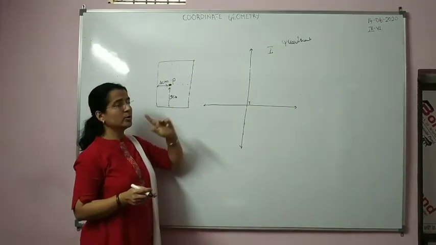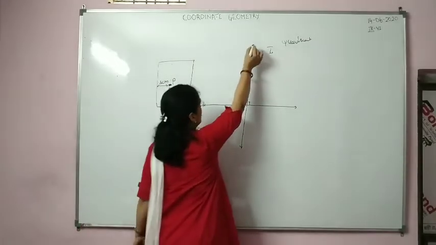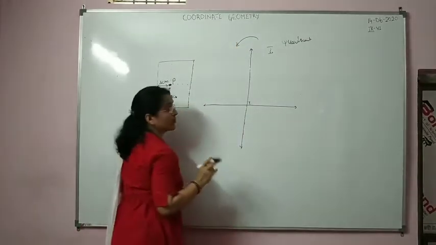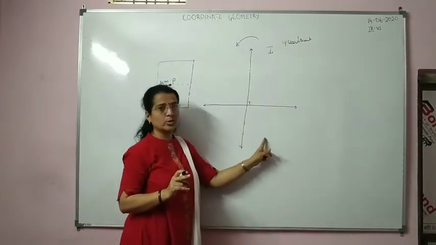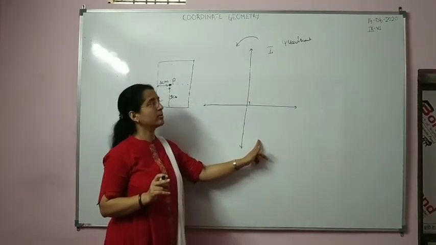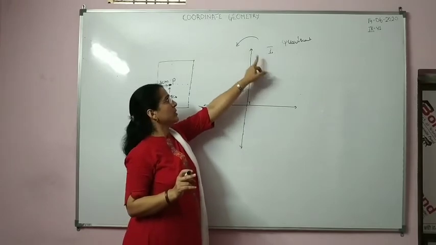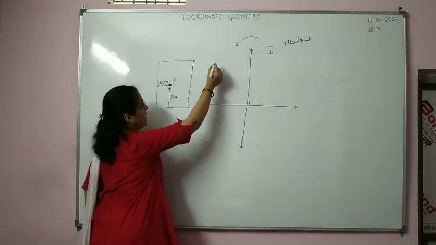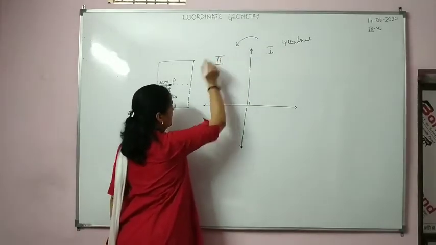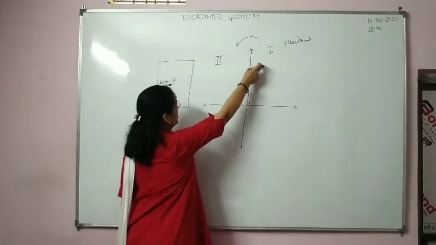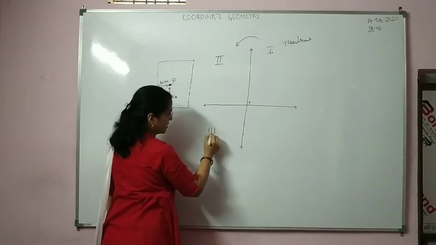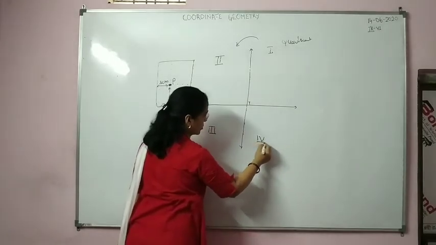Then the second quadrant. To obtain the second quadrant, go in the anti-clockwise direction from the first quadrant. You don't have to go in the clockwise direction, and you don't take that quadrant as the second quadrant. From this quadrant we go anti-clockwise, and this is called the second quadrant. Then as you follow the rotation, this is the third quadrant, and this is the fourth quadrant.